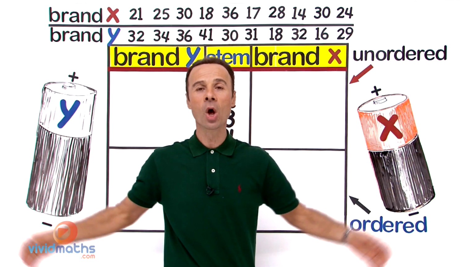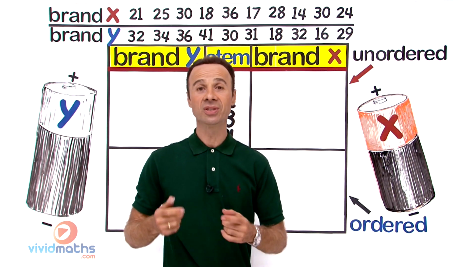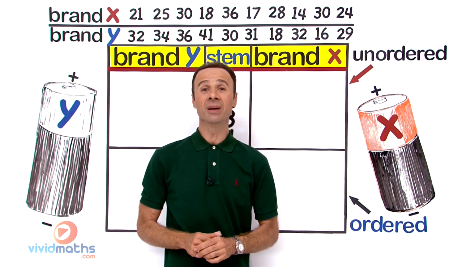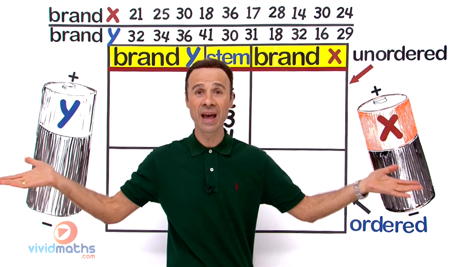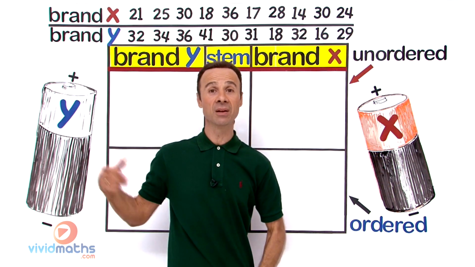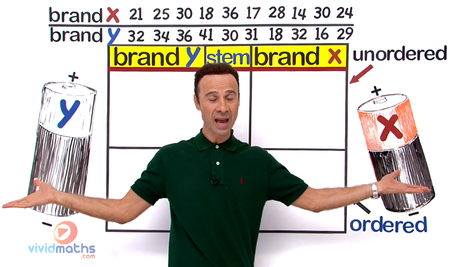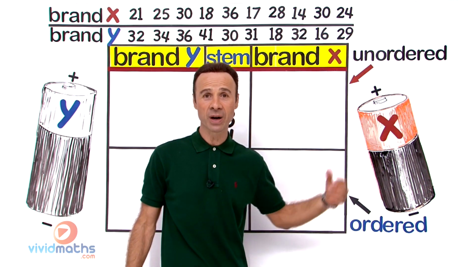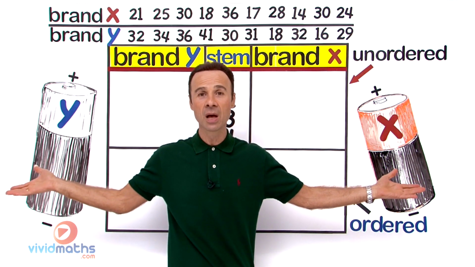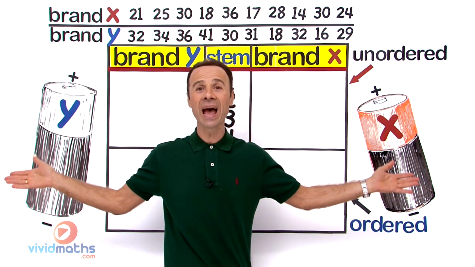Now, why do we do that? Why do we do a back-to-back stem and leaf plot? Well, we do that because we can compare two types of, say for example, teams and how they went, or we could compare two brands of batteries as we have in this example. Let's say we want to compare these two batteries. We have brand X over here and brand Y over here. So we're going to compare them and see how long they last.